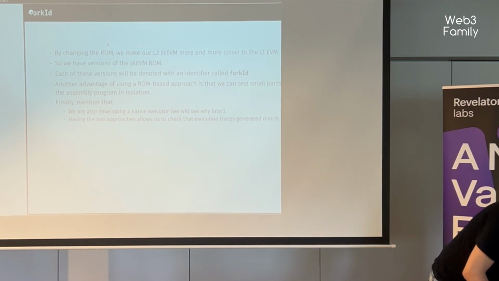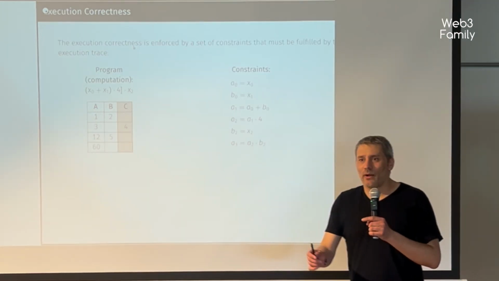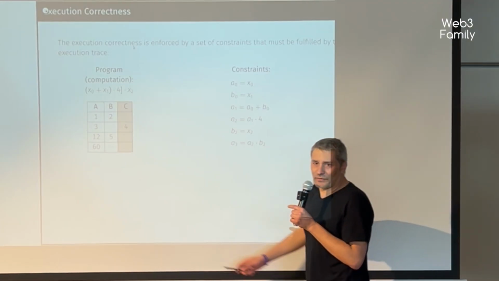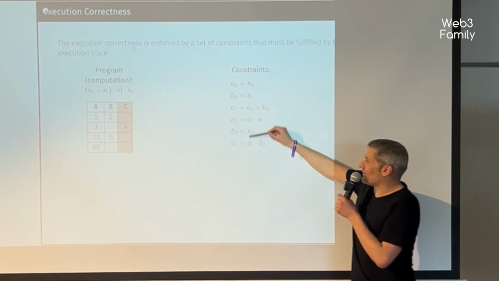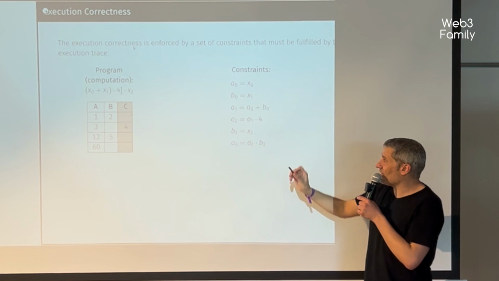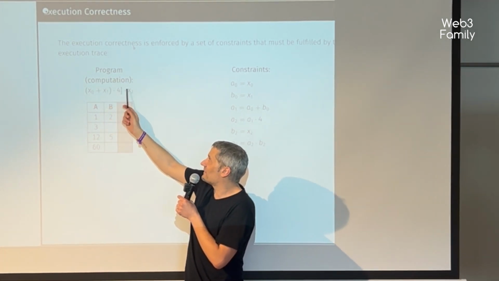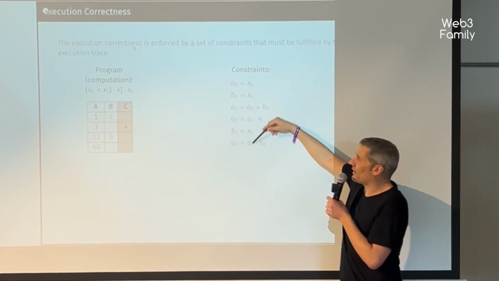Very well, we have a matrix, but how do I make sure that the matrix is correct, that it is doing the computation? It is not enough to provide me a matrix. You should also provide me a list of constraints over this matrix. In this case, for our computation, remember that it was x0 plus x1 times 4 times x2. So I need these constraints here.